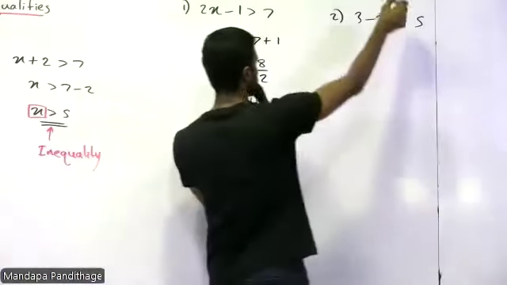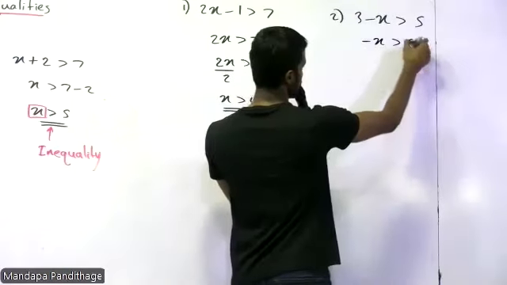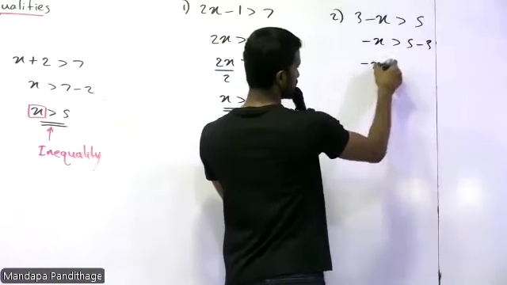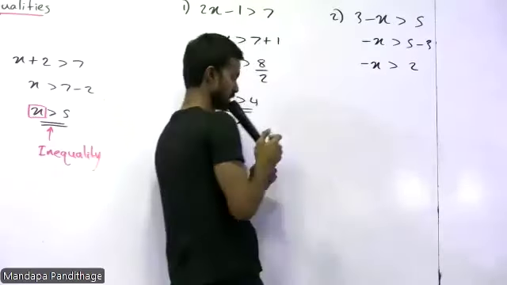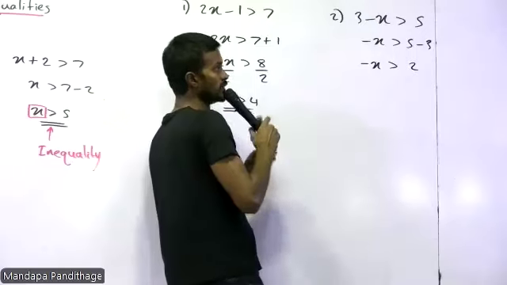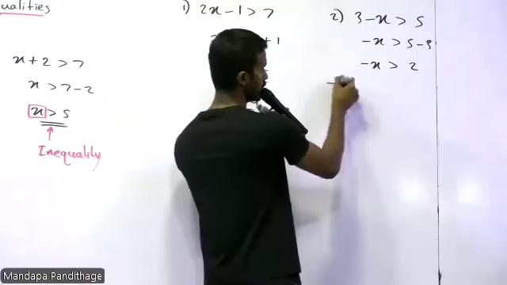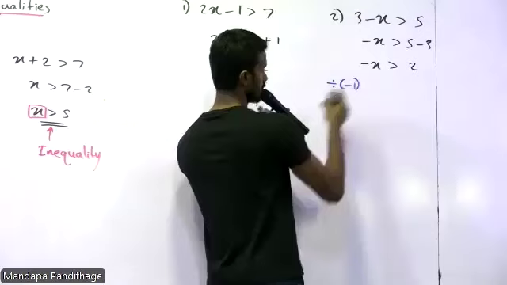Okay, this one, take 3 to this side. It's 5 minus 3. So you get minus x is greater than 2. But you need to make x the subject. So what can you do here? You can divide by minus 1, or you can multiply. Both are okay.